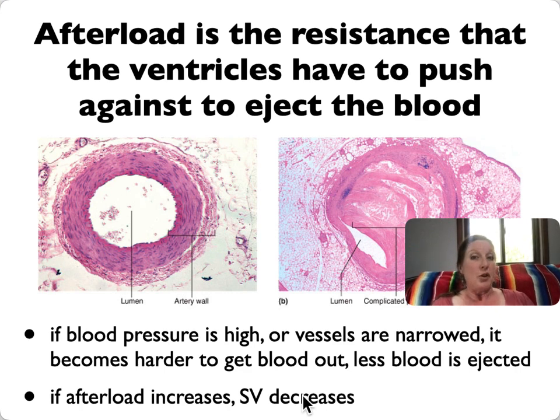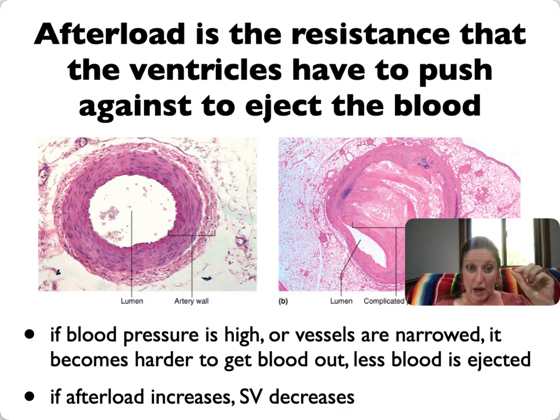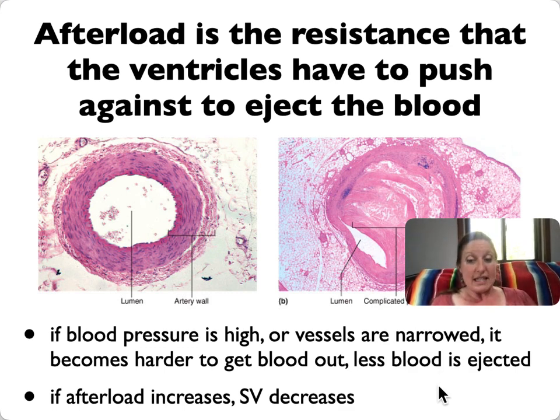So if your blood pressure is high in the great arteries, meaning that the difference between the pressure in the ventricles and the arteries is not as great, not as steep, or if the vessels are narrowed, anything that makes it harder for the blood to get out is increased afterload. And if afterload increases, then stroke volume decreases.